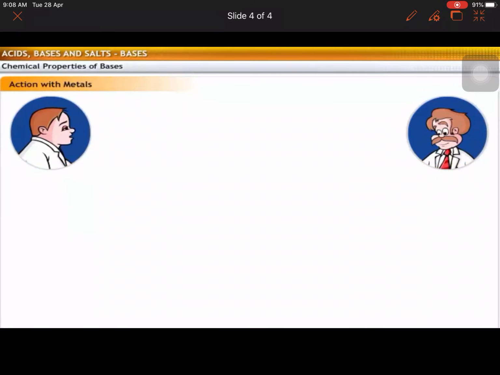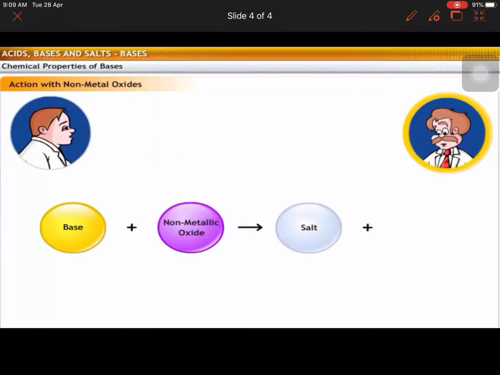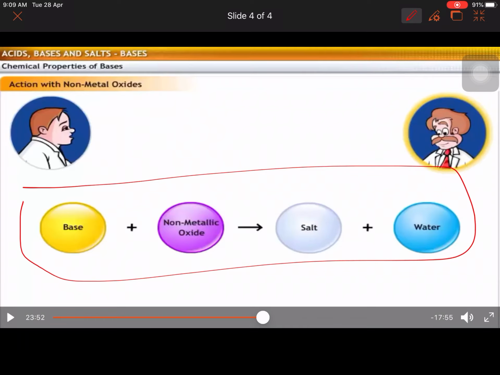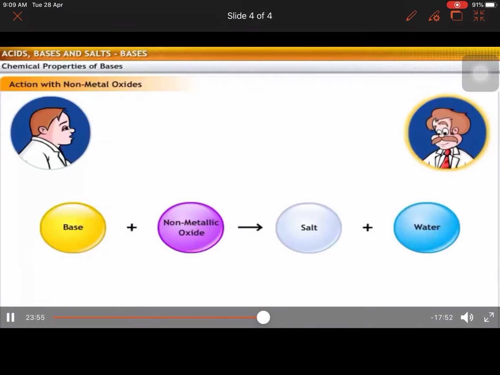What's next? Bases react with non-metallic oxides to form salt and water. This is very similar to a neutralization reaction between an acid and a base. First of all, note this general equation. This is the general equation, then we'll apply the reaction. General equations are learned first and then applied to different kinds of examples. From this, it can be concluded that non-metallic oxides are acidic in nature.